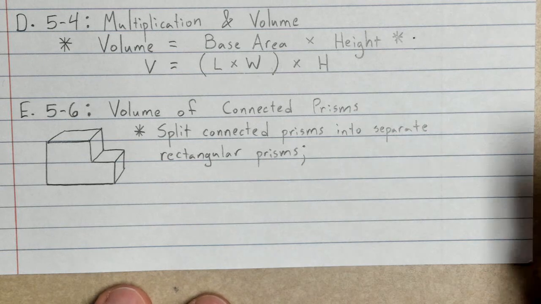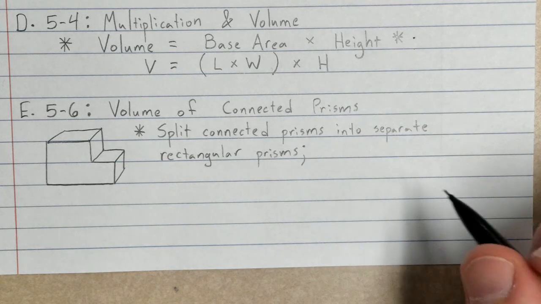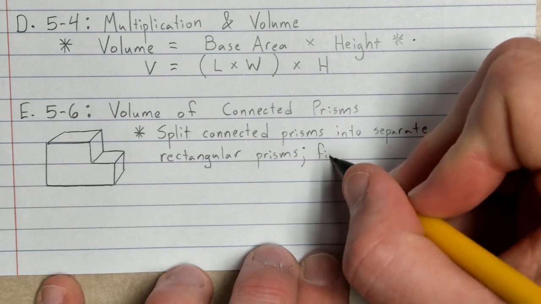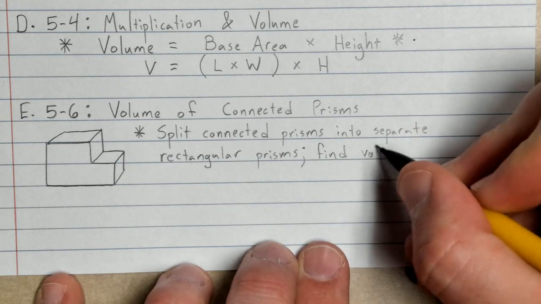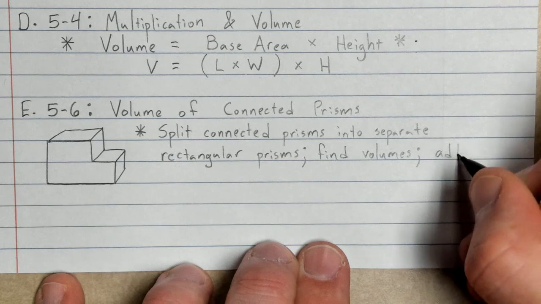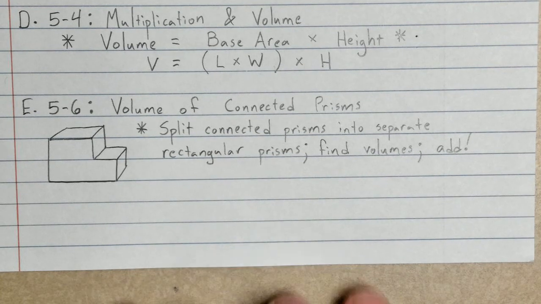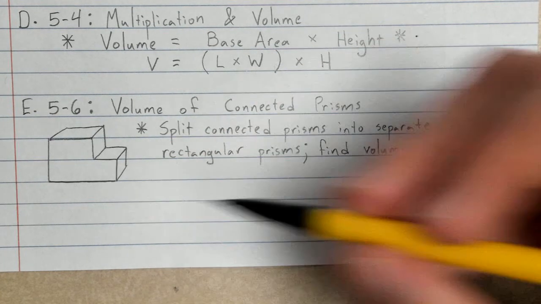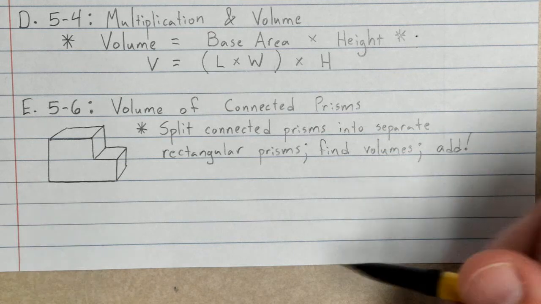Let's do a semicolon. Split connected prisms into separate rectangular prisms; find volumes; add. Let me show you. You're going to love this. You're going to have to draw this again.